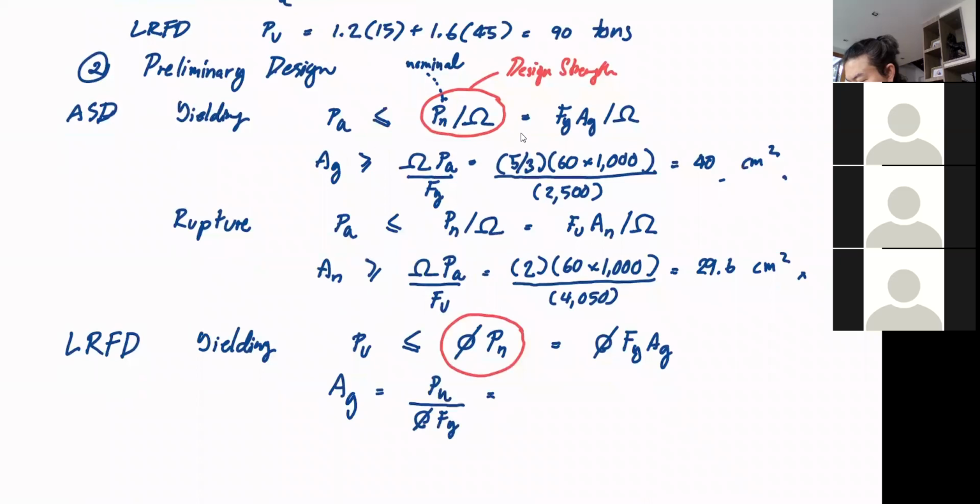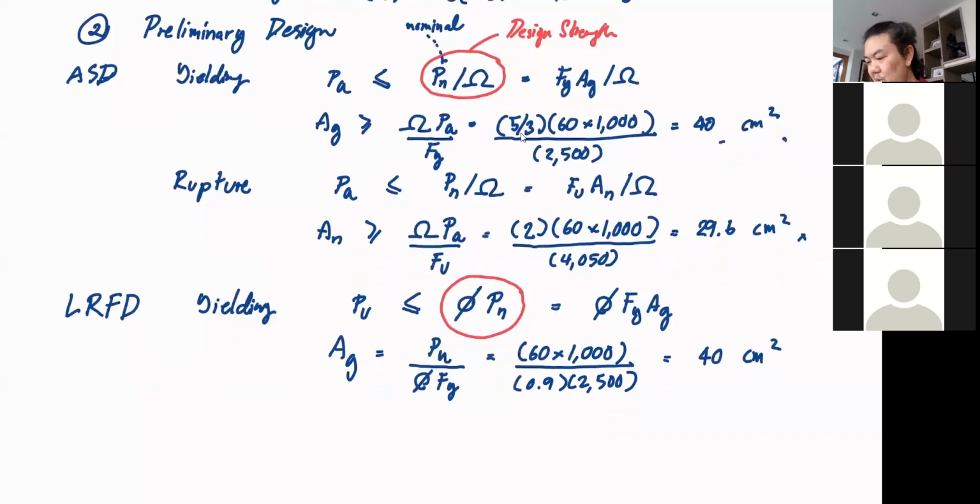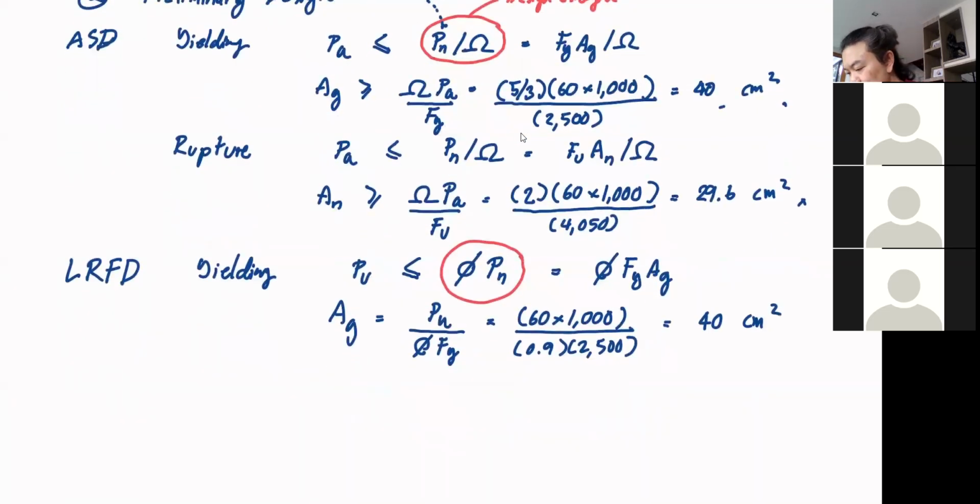Now we have 60 tons, change the unit, and then divide by 0.9 and 2,500. Guess what, ladies and gentlemen? The number is exactly the same. See, both design philosophies give you the same cross-sectional area that you need to have. Before more explanation, let me move on to rupture.